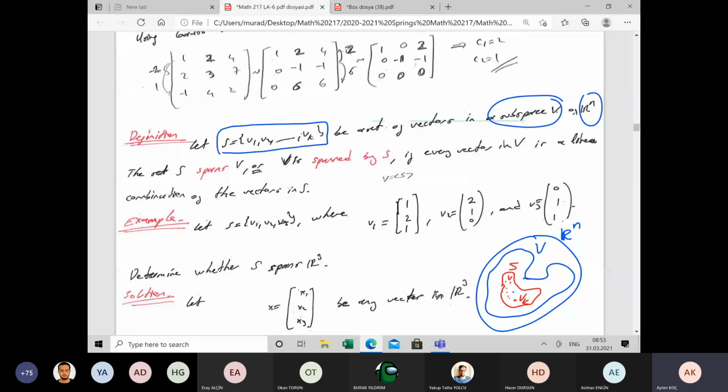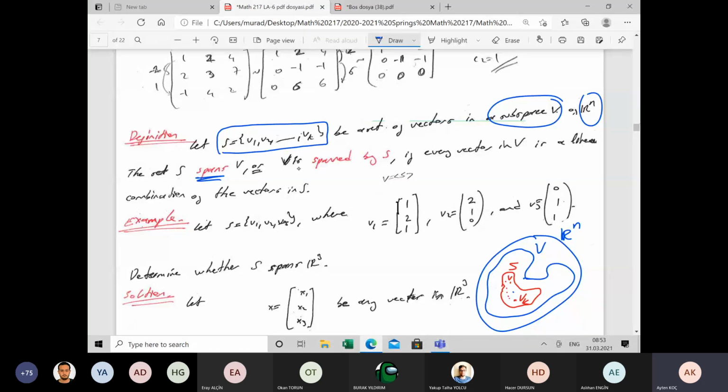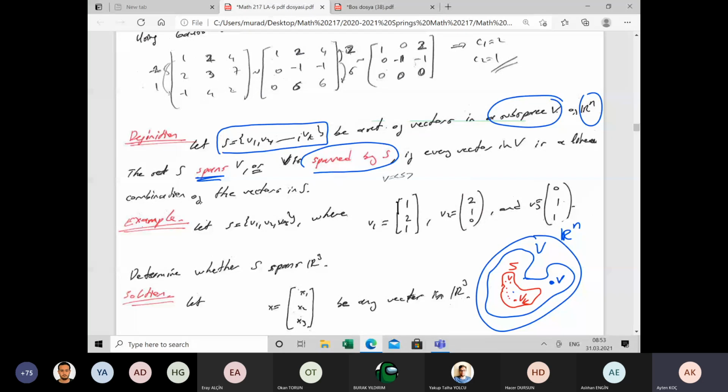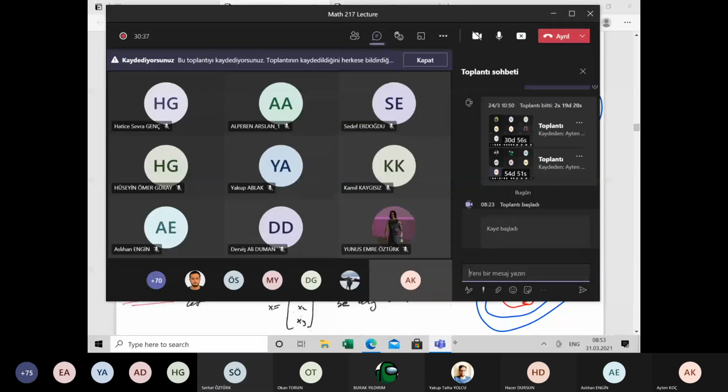So here, S spans V, or V is spanned by S, if every vector in V, for example, take this vector V, is a linear combination of the vectors in S. It means this vector V can be written in this form: C1 V1 plus C2 V2 plus CK VK, and then we obtain the vector V. Any questions? Okay, no question.